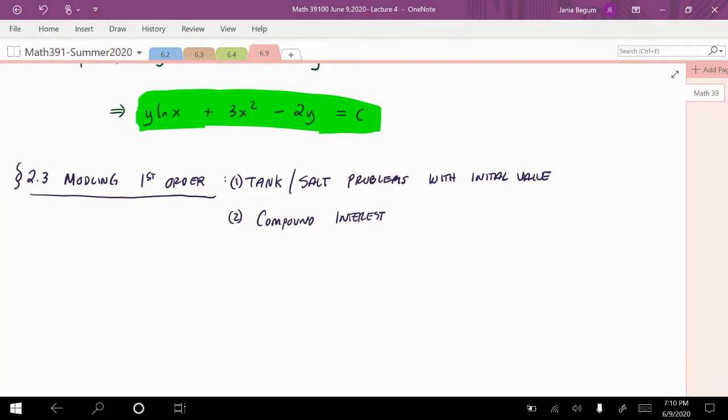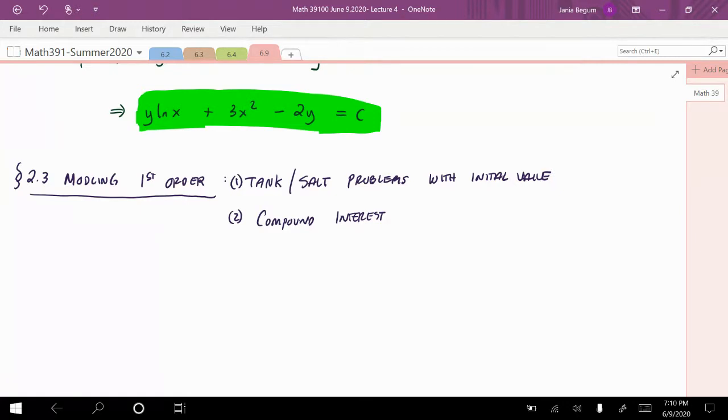There's also an application called Newton's law of cooling. That's also in the textbook, but that's not required for this course. So you can ignore that section, that tiny subsection, if you're reading the textbook, okay? We're going to only do the salt and the tank, and we'll do compound interest. So these two applications we're going to work with.